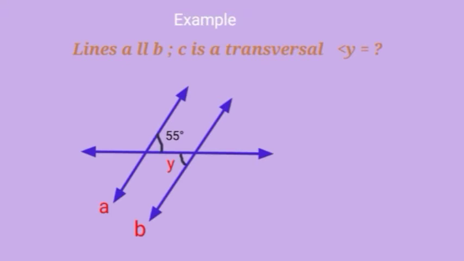Now look at the example. Lines A and B are two parallel lines and C is a transversal. Here we want to find out the value of Y. The given two angles are alternate interior angles. So they are equal. So the value of Y is equal to 55 degrees. That means when a transversal intersects two parallel lines, each pair of alternate interior angles are equal in measure.